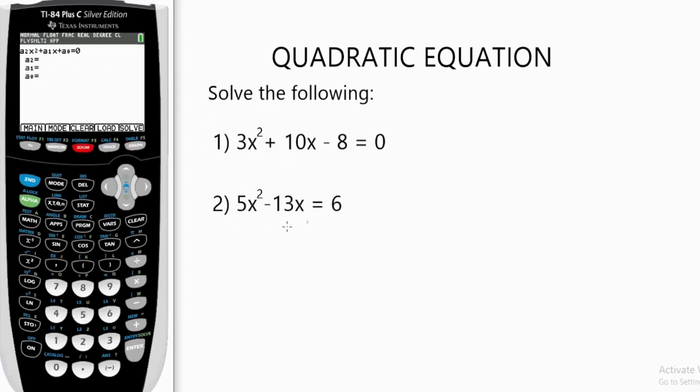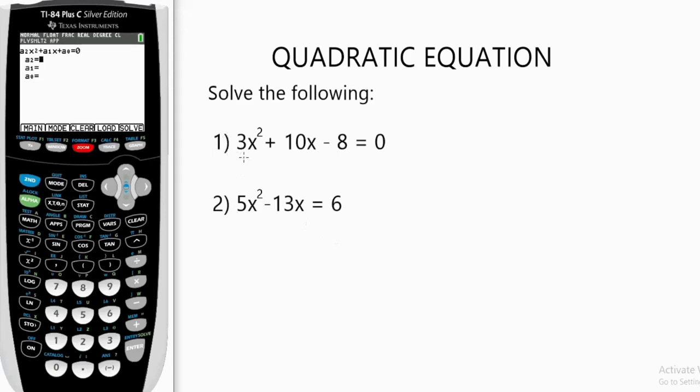Okay, so this question 2, we have 5x squared minus 13x equals 6. Now this 6 will cross over the equality sign and change to negative 6. Having the 6 at the right side of the equation as a positive number, when it crosses over to the left side of the equation, it will change to a negative number. So it's as simple as that, guys.